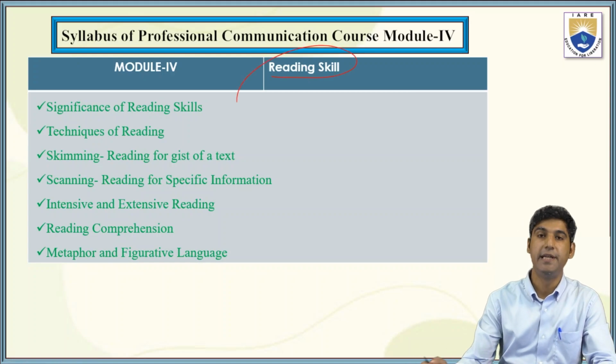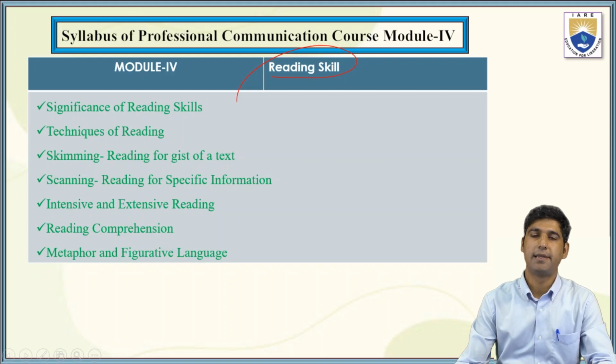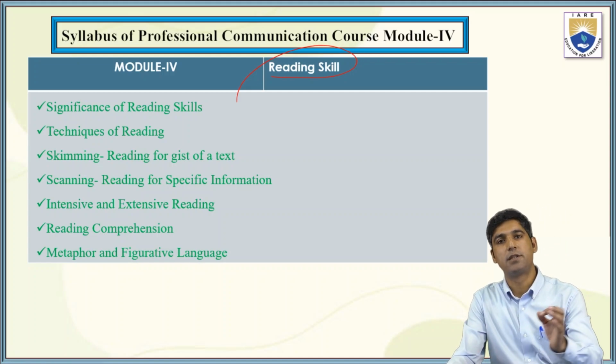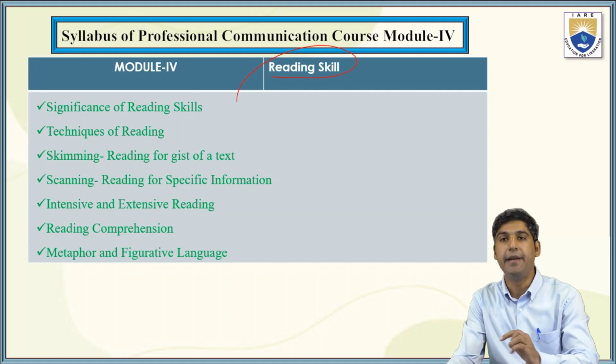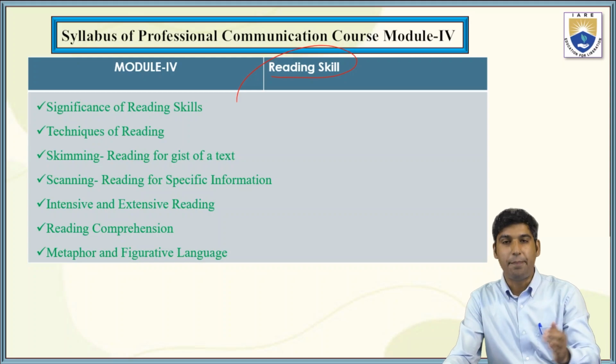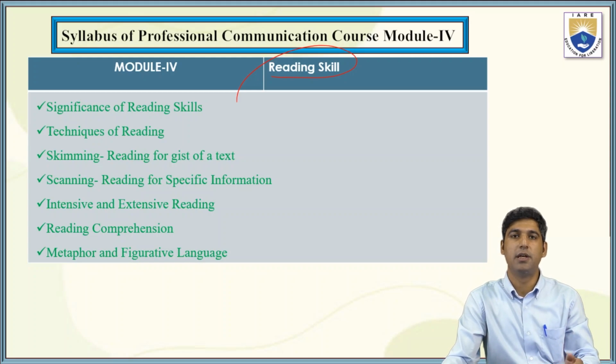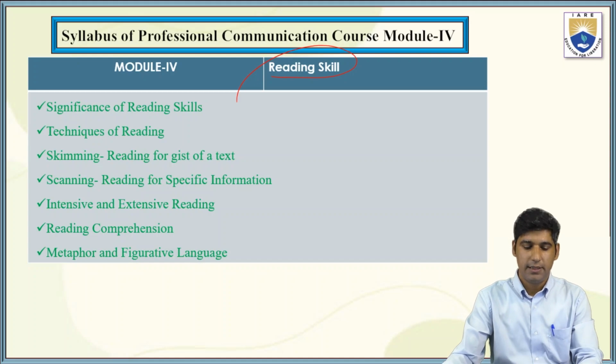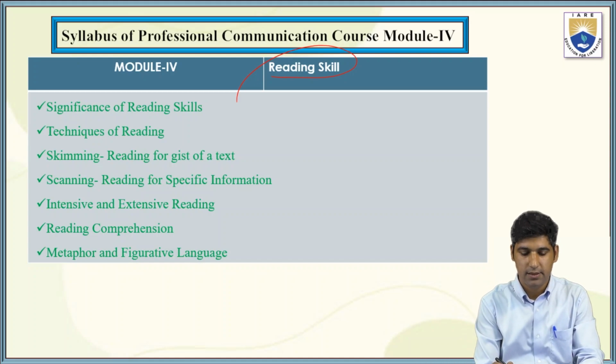The syllabus is for the fourth module. The fourth module is reading skill. As I told you, it goes on in a coherent order. The first module was about listening, then speaking. Now it's reading. So it follows the pattern, the coherence of the skills which we require in order to learn a language.